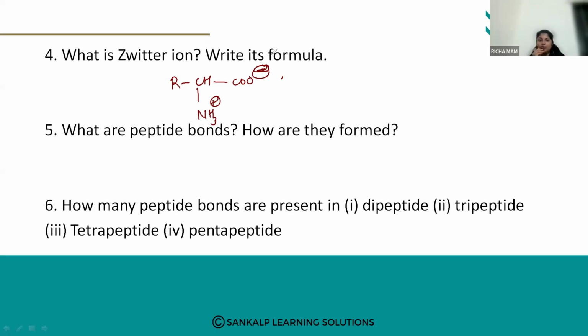RCH, C double bond O minus, R NH3 plus. So this is your formula. This is the formula for Zwitter ion.